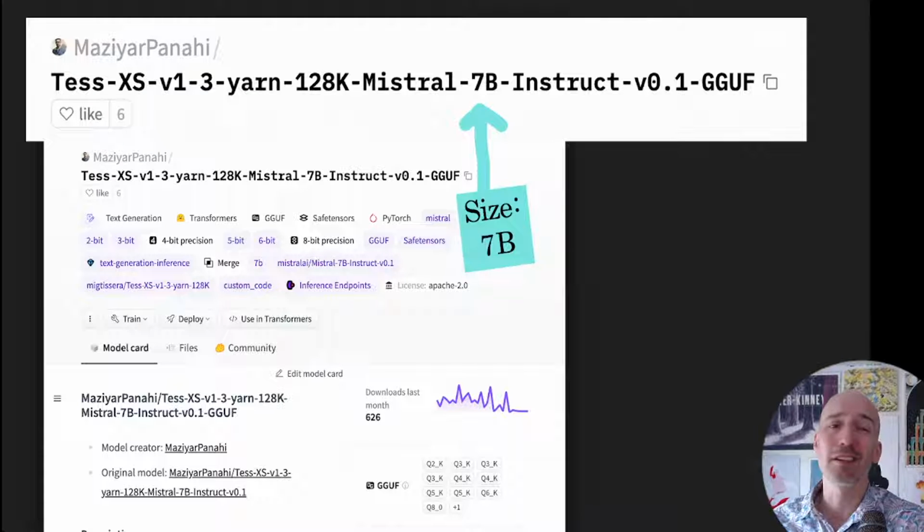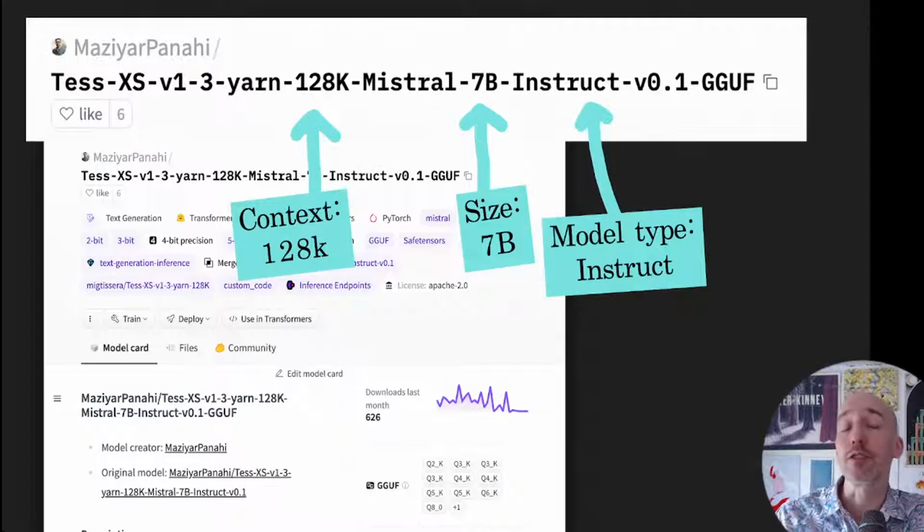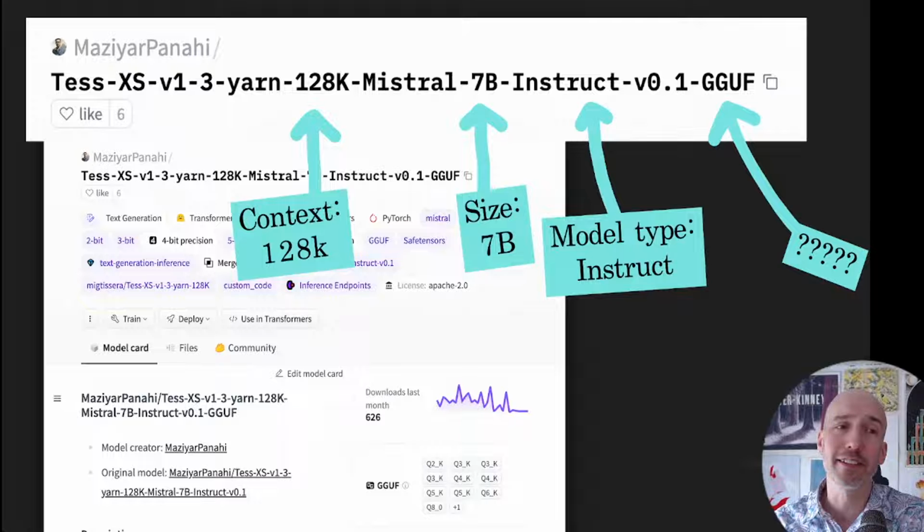So is it the biggest model in the world? No, but it's not the smallest model in the world. Next up, 128K is probably the context. It's 128,000 tokens, which is about 90 or 100,000 words that can fit in its brain at one time. It is an instruct model, so even though it's not a chat model, we could probably have a conversation with it. We do not know what GGUF means yet.